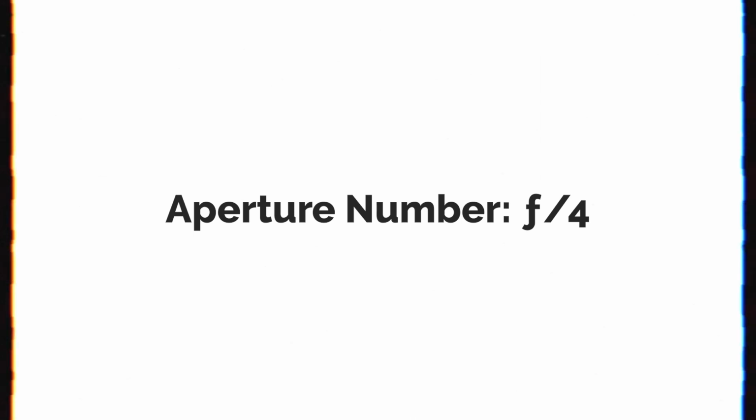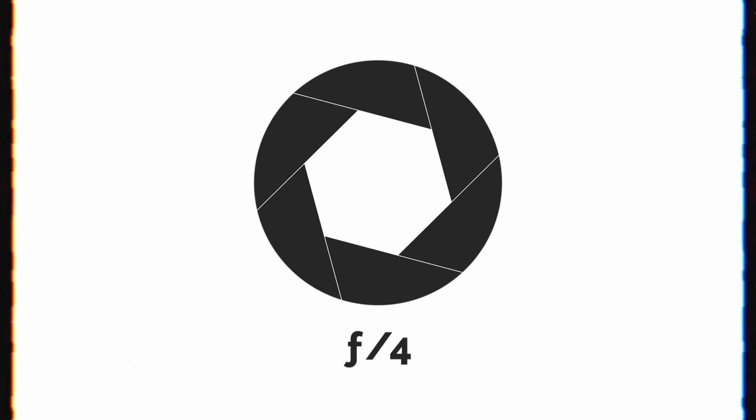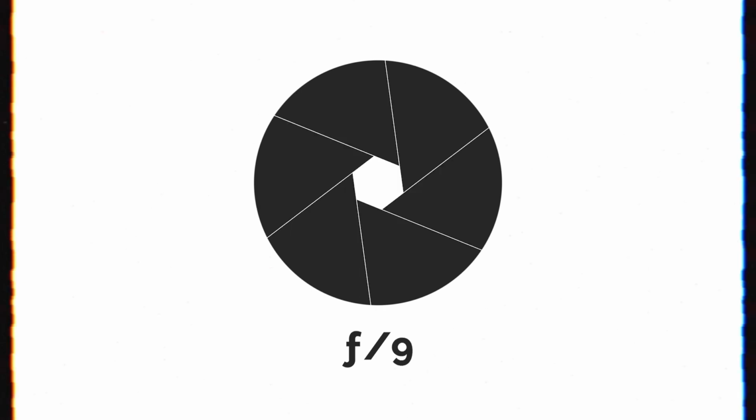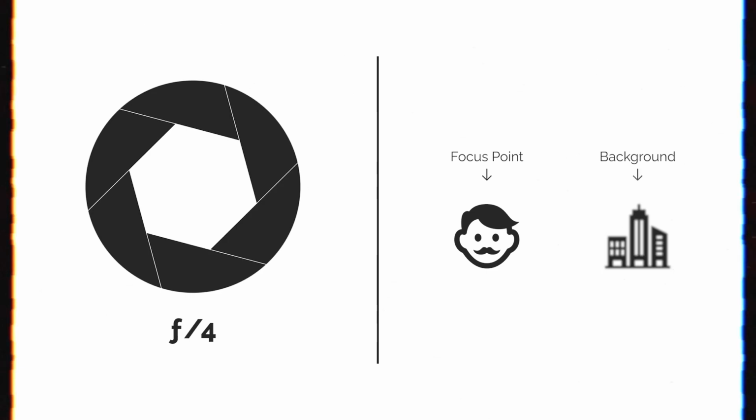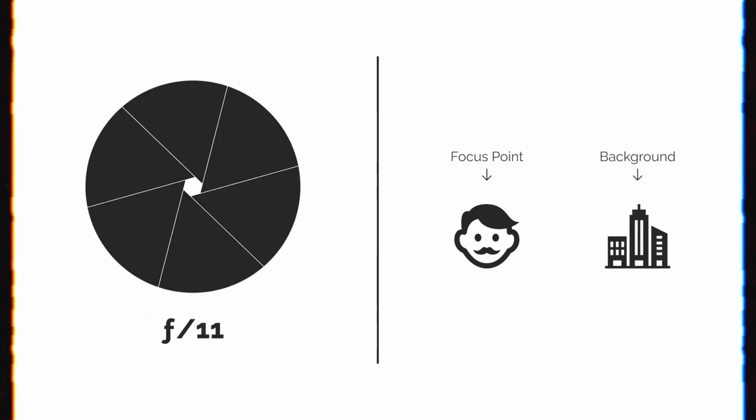The aperture is the hole in your lens that light comes through. The bigger the hole, the more light comes in. The smaller the hole, the less light comes in. The aperture size is represented by a counterintuitive number. The smaller the number, the larger the hole. The bigger the number, the smaller the hole. The aperture also controls how shallow your depth of field is, or how much is in focus in your frame.